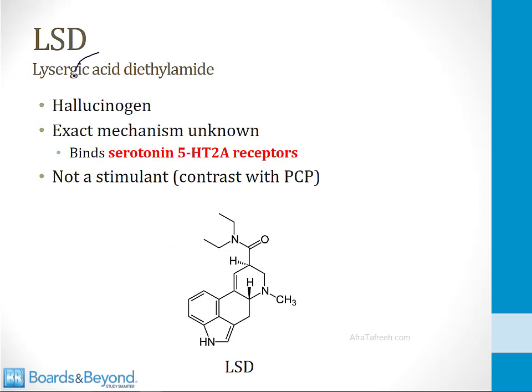Next, let's talk about LSD, which is lysergic acid diethylamide. If you've ever heard of someone dropping acid, they are talking about taking LSD, which is sometimes called acid for short. This is the classic example of a drug that is a hallucinogen. It causes people to hallucinate. The exact mechanism by which it works is unknown, but it may have to do with binding to a special subtype of serotonin receptors called the 5-HT2A receptor.